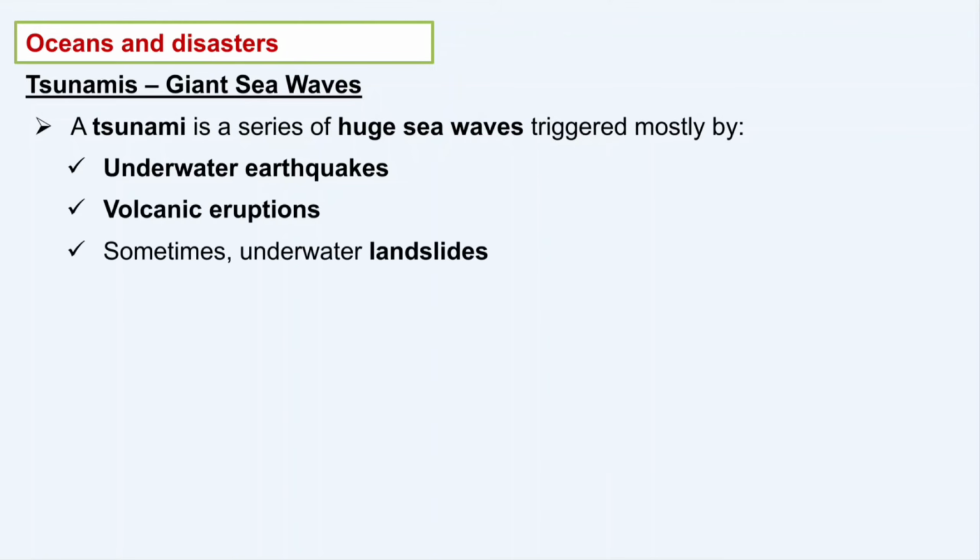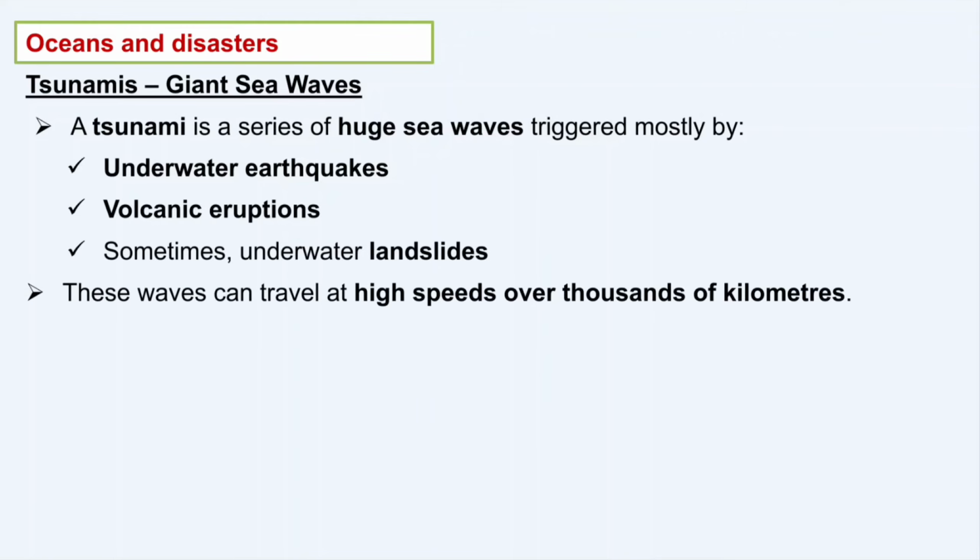And sometimes underwater landslides. If there is an underwater landslide, then what will happen? These huge sea waves occur and a tsunami occurs. And this tsunami can travel thousands of kilometers and submerge all the coastal areas, causing widespread damage. So that is why we need to be very careful.